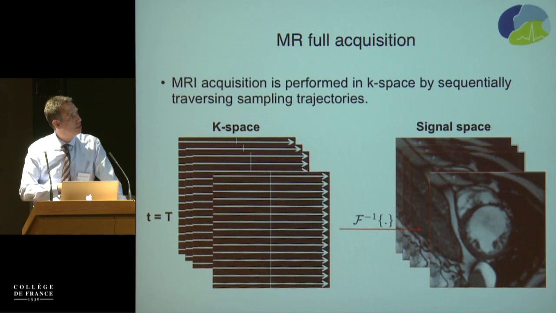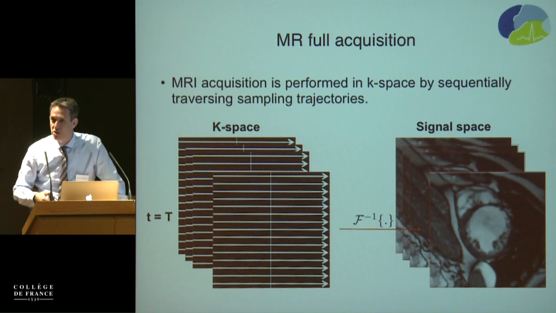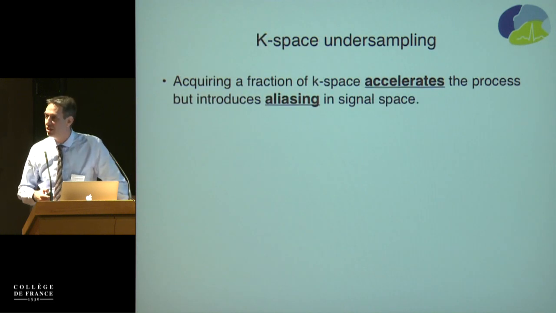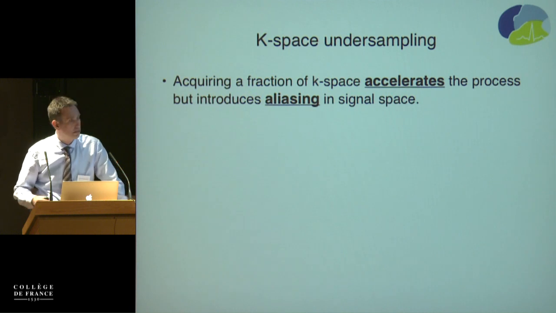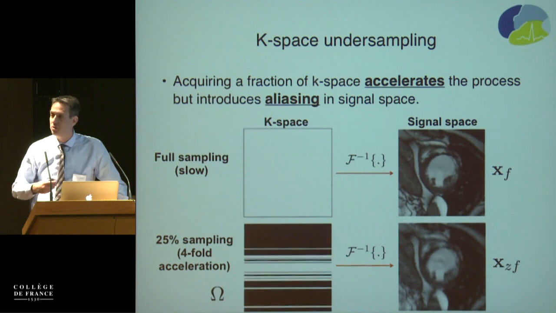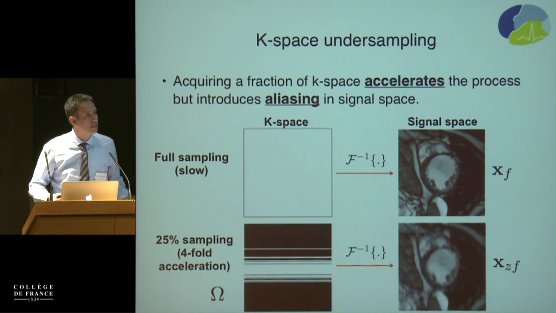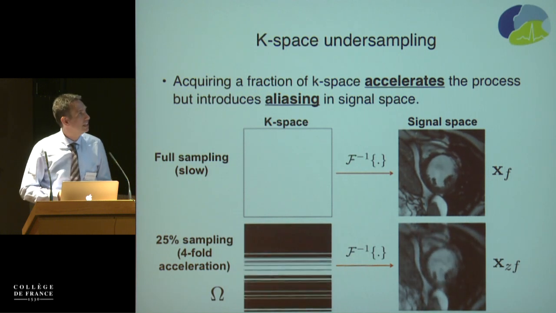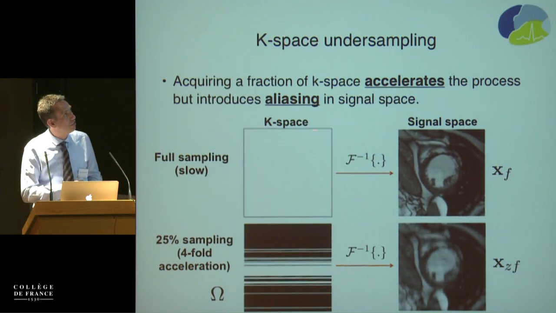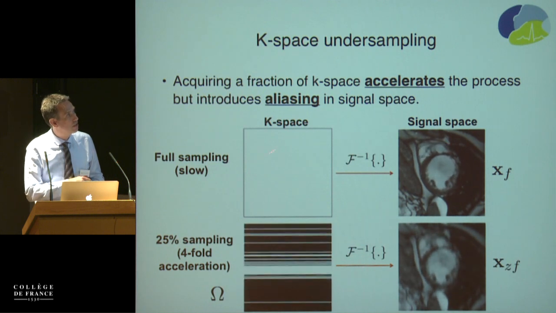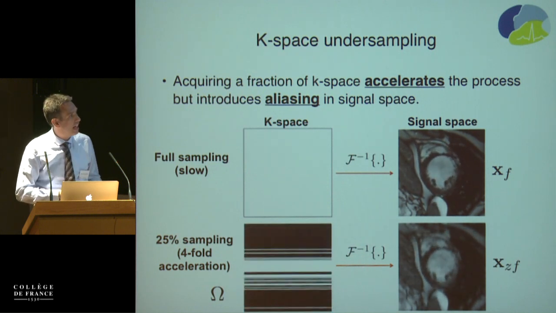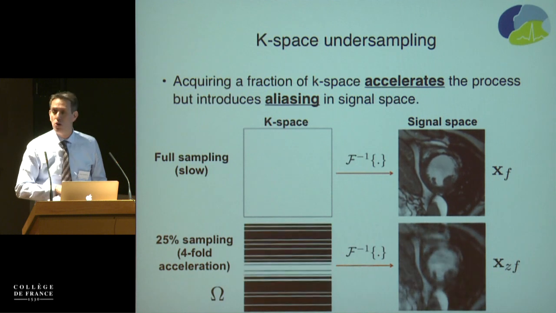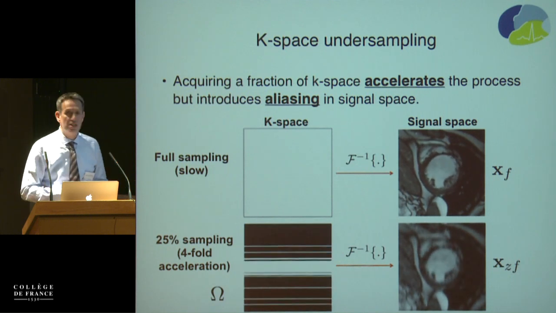The process is slow because I have to go serially through every line here in this k-space. Well, one way of making it faster is to simply undersample my data. And that undersampling is actually very easy to do. I'm just going to skip, for example, every second or third line in my k-space, and instead of acquiring the full k-space, which is denoted by this white area here, I'm going to acquire only a quarter of the data, and I'm going to do this in a random fashion.